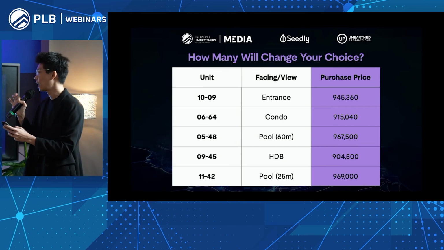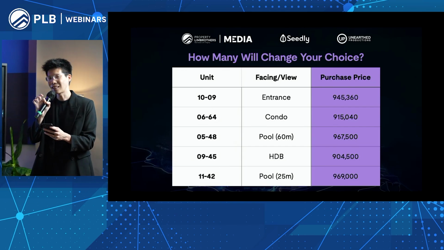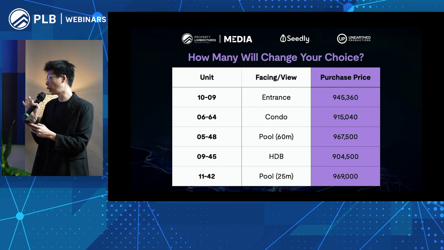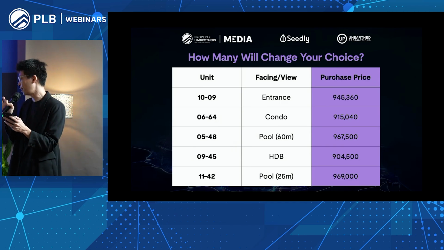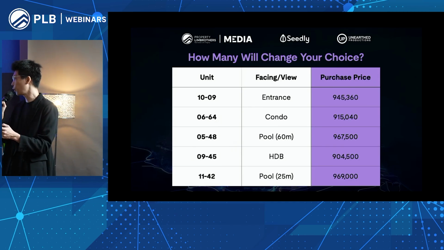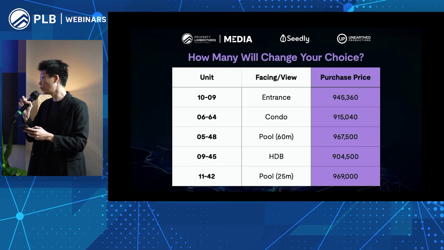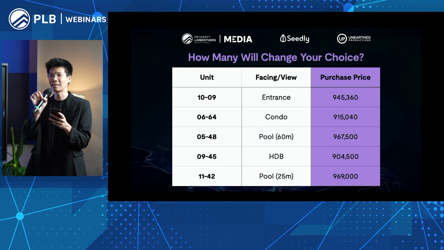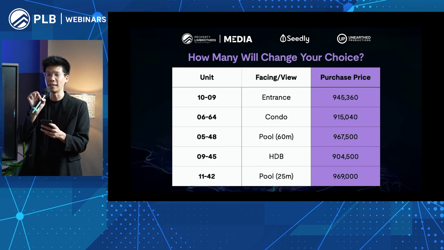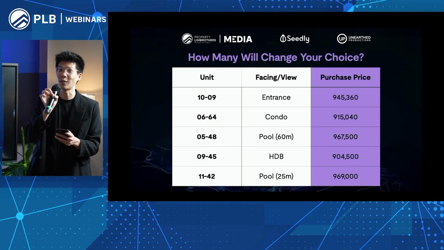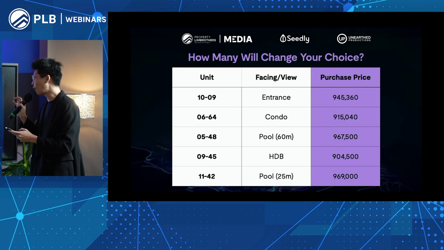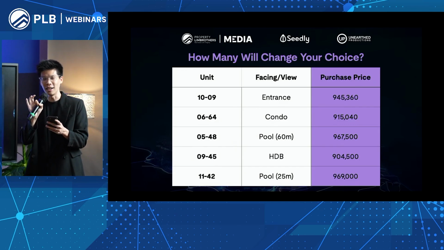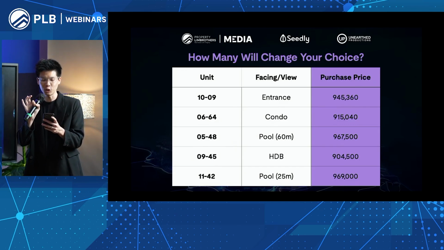So if I were to sum up over here, number 1, the lowest and most attractive entry price is the HDB unit in this case study, 904,000 for a 3-bedder. And the one that gets you the most premium view is probably the 60-meter pool view. It is the second highest price at 967,000. So in this scenario, knowing the price, will your choice change?